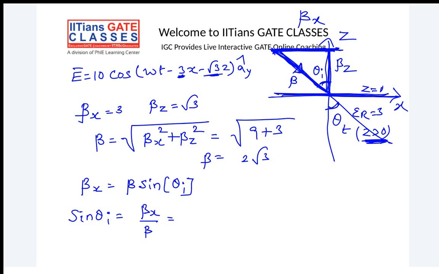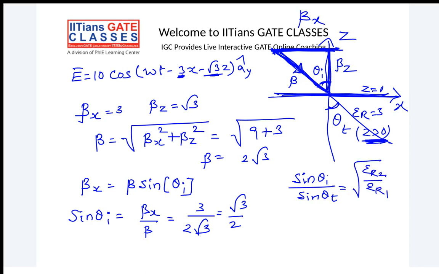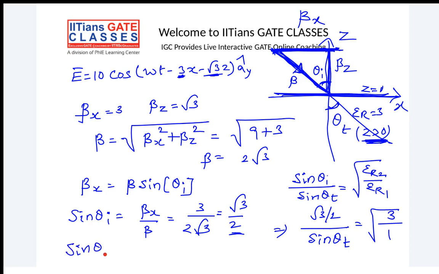So you know the beta x value is equal to 3 and resultant beta will be 2√3. So what is the value you are going to get? √3 by 2. Agree? Now you can use Snell's law, right? What does Snell's law say? Sine theta i by sine theta t is equal to root epsilon r2 by epsilon r1. Sine theta i is √3 by 2, divided by sine theta t, which you are supposed to find out, is equal to root of epsilon r2, which is given as 3, and the first medium is free space. So sine theta t is equal to 1 by 2. So your theta t becomes 30 degrees. Correct? Yes, sir.